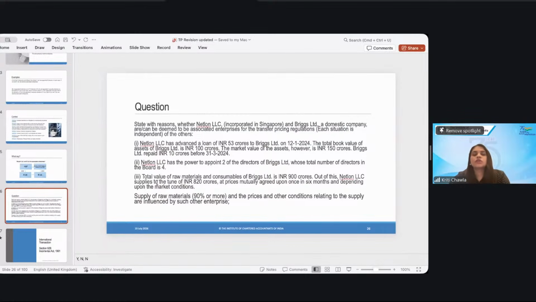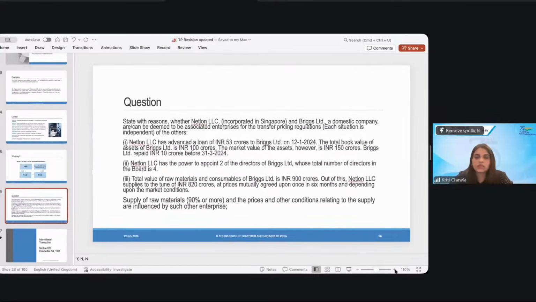Okay. So this one talks about, state with reasons whether N LLC incorporated in Singapore and B Limited, which is a domestic company, are or can be deemed to be associated enterprises for the transfer pricing regulations. Each situation is independent of the others. So first one, they're talking about N Limited. It has advanced a loan of 53 crores to B Limited on 12th January 2024. The total value of assets of B Limited is 100 crores. The market value of asset is 150 crore.